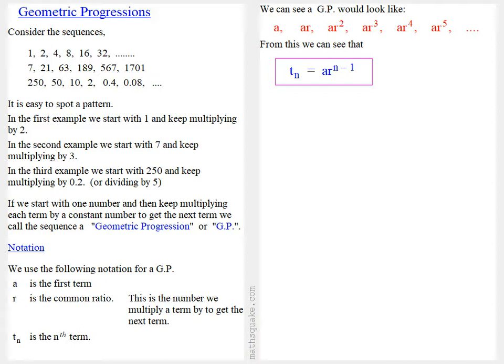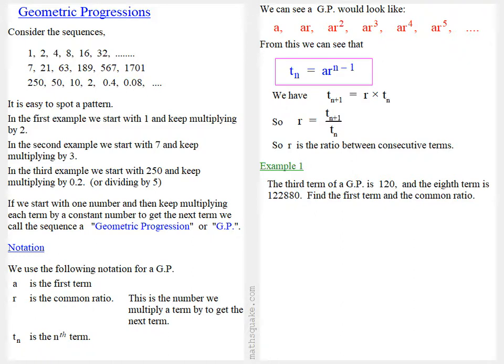Now we have the n plus 1th term is equal to R times the nth term. So R is the ratio, the n plus 1th term over the nth term, Tn plus 1 over Tn. So R is the ratio between consecutive terms. Let's have a look at an example.